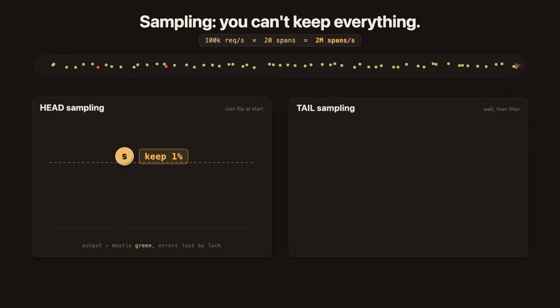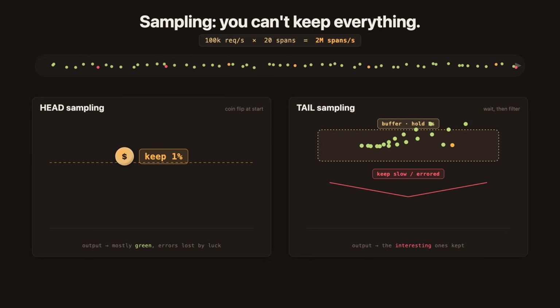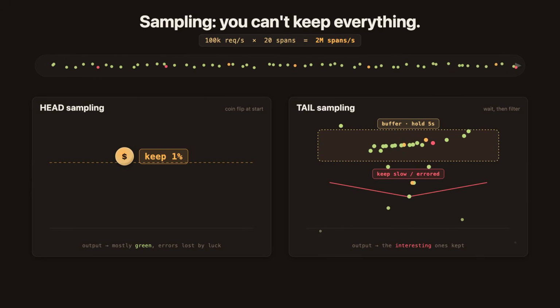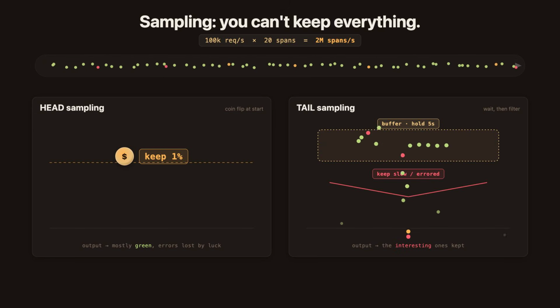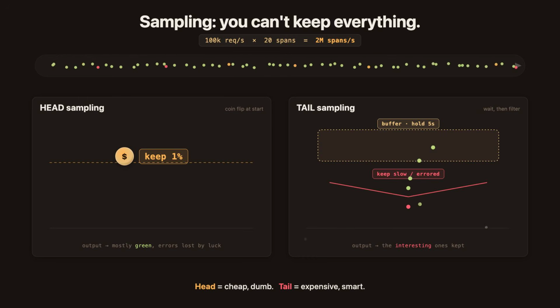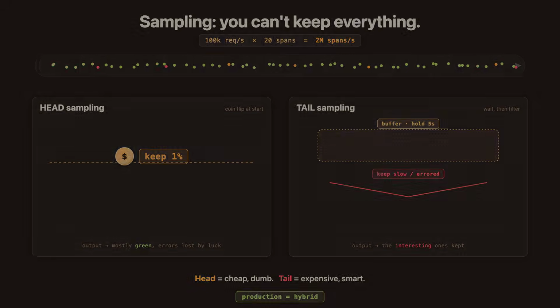The smarter approach is tail sampling. Collect every span in a buffer. Wait until the whole trace is done. Then decide, was it slow? Did anything error? If yes, keep it. If it's just a successful 100 millisecond request, drop it. Head sampling is cheap. Tail sampling is expensive, but actually keeps the traces you wanted. Most production systems run a hybrid.